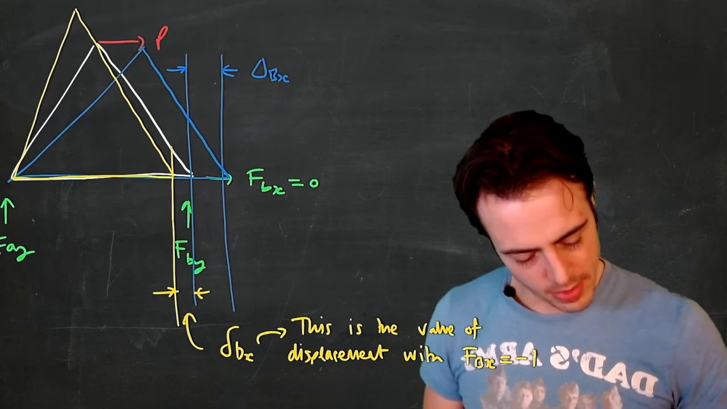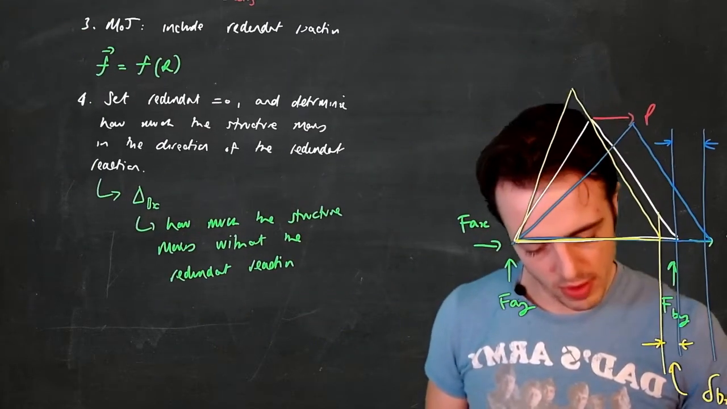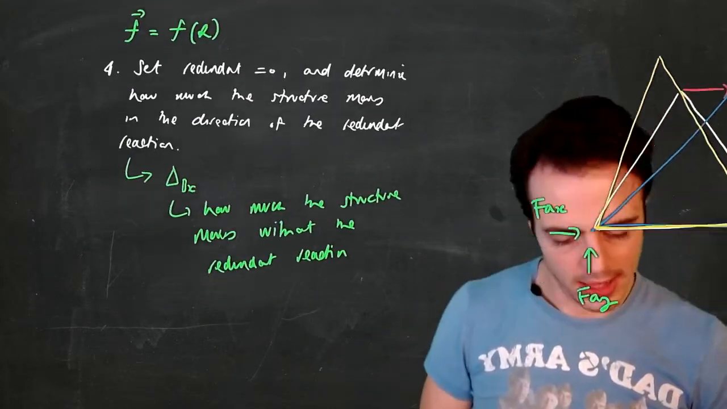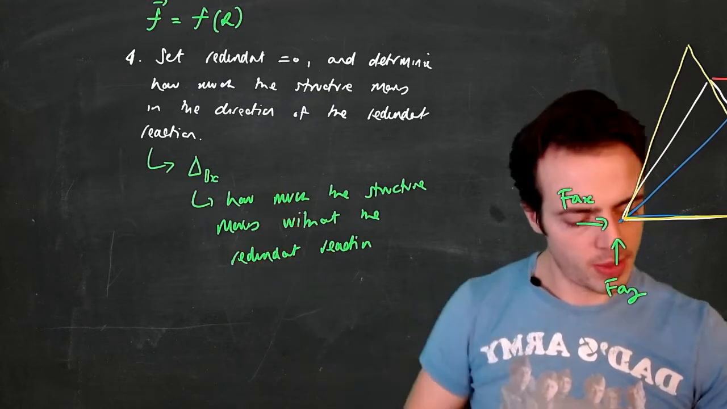Sort of haven't explained that particularly well there. Let's go back over here, because I've sort of jumped ahead a little bit there. So we've set the redundant, we've worked out this delta Bx.